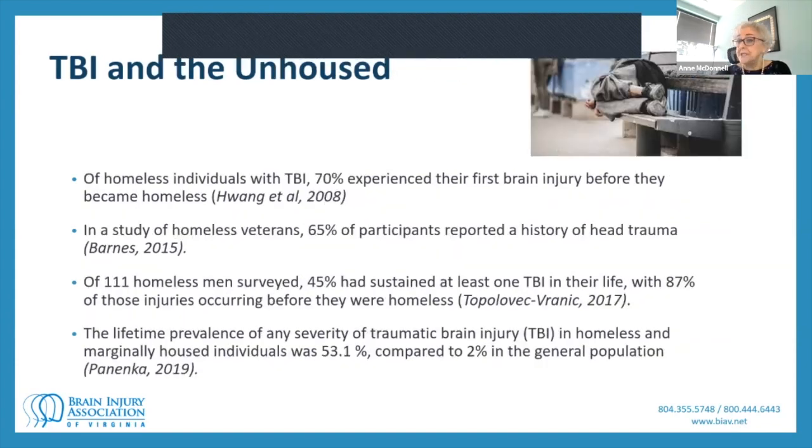We know that brain injury is related to being homeless. You can see here, study after study says, got a brain injury, then became homeless. And the rate of brain injury in the homeless population is about 24%. Some have it as high as 53%, compared to 2% in the general population.